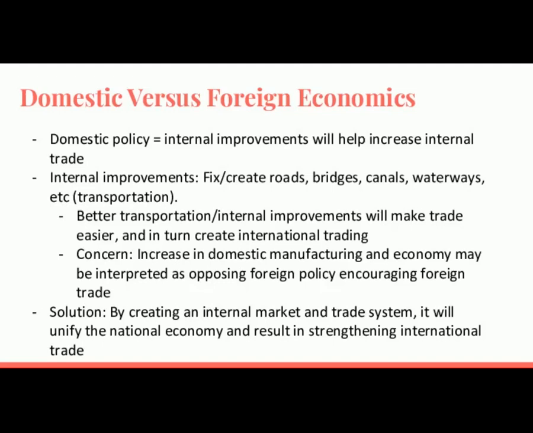Nope. Other side. Front side. Halfway down. Yep. Domestic versus foreign. There you go. Okay, perfect.